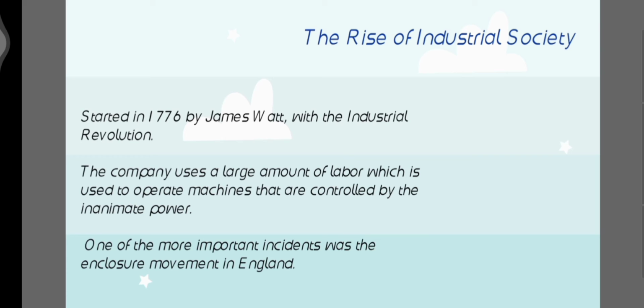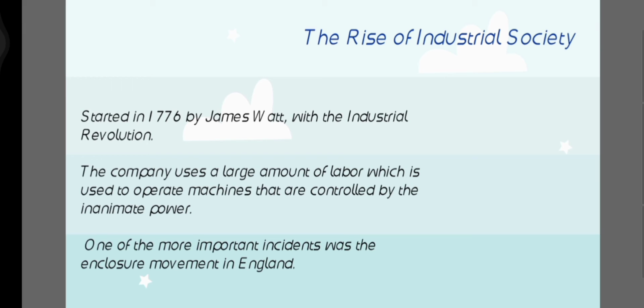The rise of industrial society started in 1776 with James Watt and the Industrial Revolution, while at the time the company used a large amount of labor, which is used to operate nations that are controlled by inanimate power. One of the more important incidents was the enclosure movement in England. Thus, the enclosure movement transferred the serf who remained on the land into peasant and the serf who left the land into a free, mobile, propertyless labor class that are the guilds of the former power.